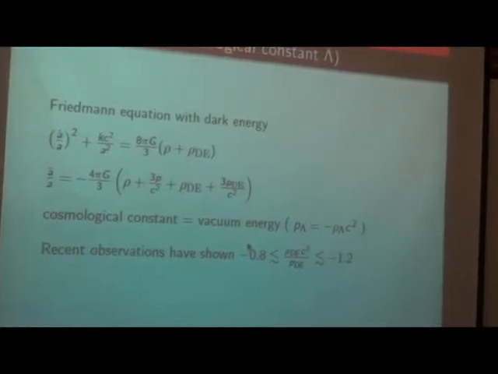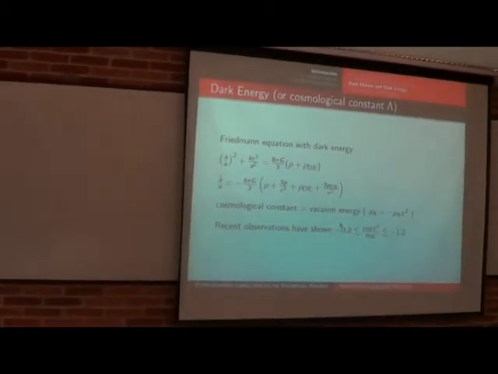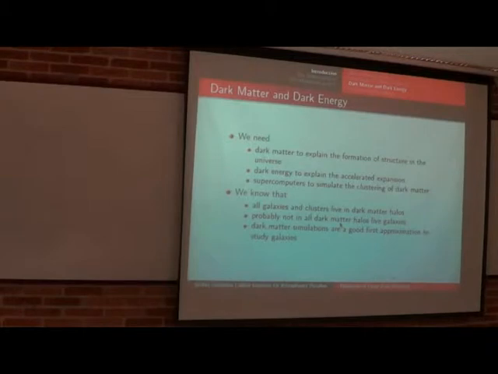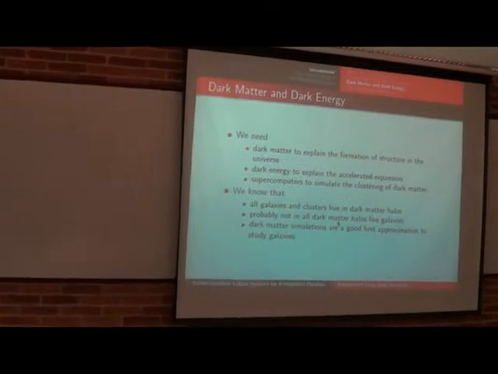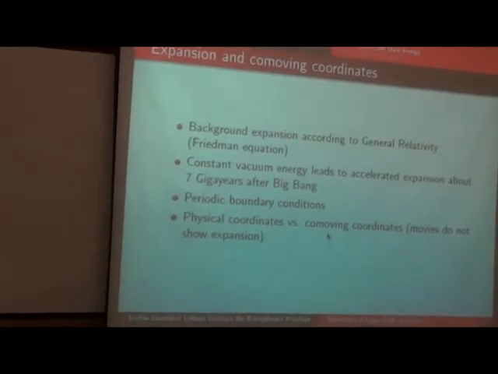So we have these equations, we have already shown. The observations show that this is very nearby now to minus one. And as I try to explain in my comment to this talk, this side can be easily explained with some physical models. If it is smaller than minus one, it's getting complicated. We need dark matter and we need dark energy. This is basically the same text as on one of these plots before. We have a background expansion according to general relativity. This is what we inserted into our equations. We know that this accelerating expansion starts about 7 gigayears after the Big Bang.